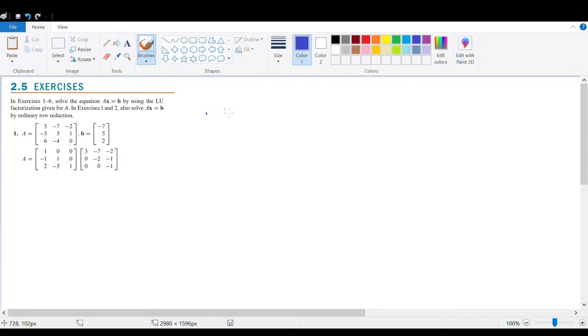But first we know that Ly = b. So that means we need to use row operations for the matrix L and solve it, and we'll get our y. Also, we know that Ux = y, so we need to do row operations for U and y, and then we will find our x. So the first matrix will be L, the second matrix will be U. This is the first step, this is the second step.